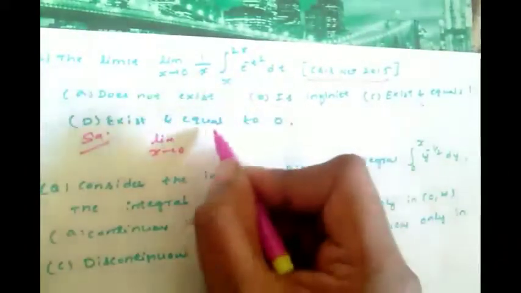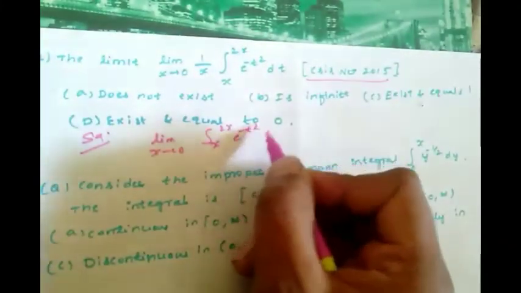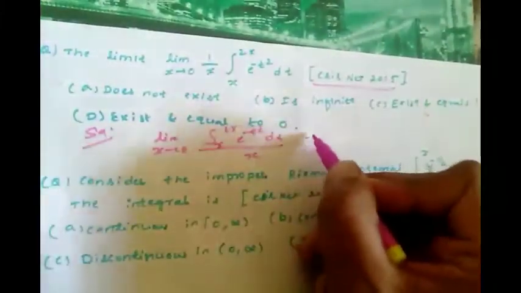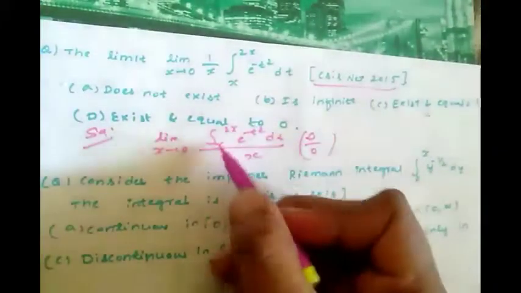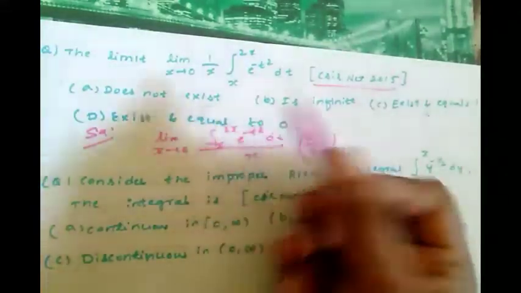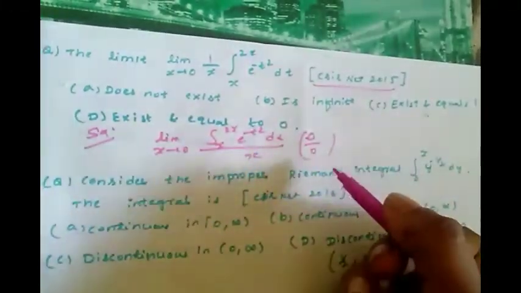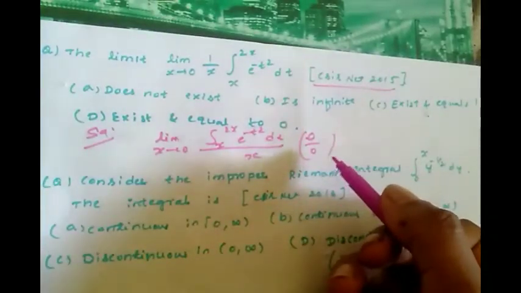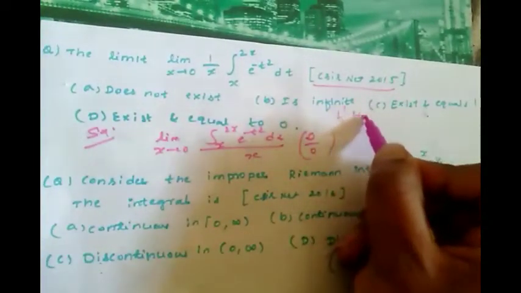The solution for this question is the limit as x tends to 0 of the integral from x to 2x of e power of minus t square dt, divided by x. I have written the problem like this. We apply the limit, and we get 0 by 0 form. Here x value is 0, so the numerator is 0 and the denominator is also 0. Now we have to apply L'Hospital's rule.